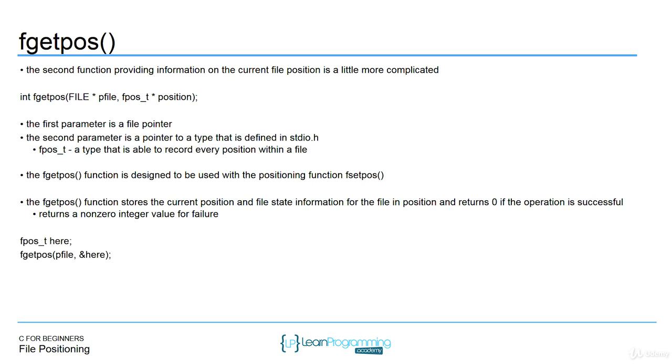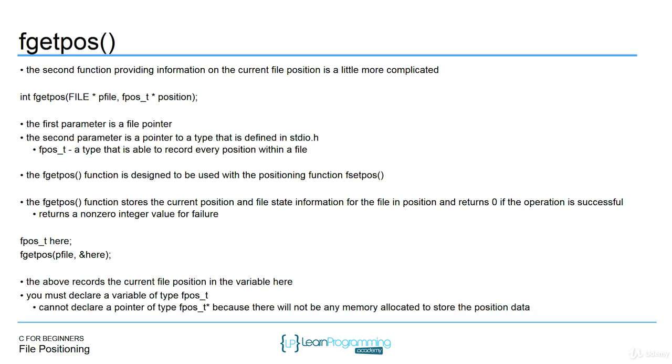So you can create a variable of fpos_t type, and here we say it's just here. Then we call fgetpos, we specify in our file pointer, and we specify in our fpos_t variable. We have to pass in the ampersand, the address of, because it's not a pointer. So in this case, the current file position is in the variable here. So you have to declare a variable of type fpos_t, because that's what you pass in your second parameter. You can declare a pointer of type fpos_t star, but there will not be any memory associated to store the position data. So let's look at an example.